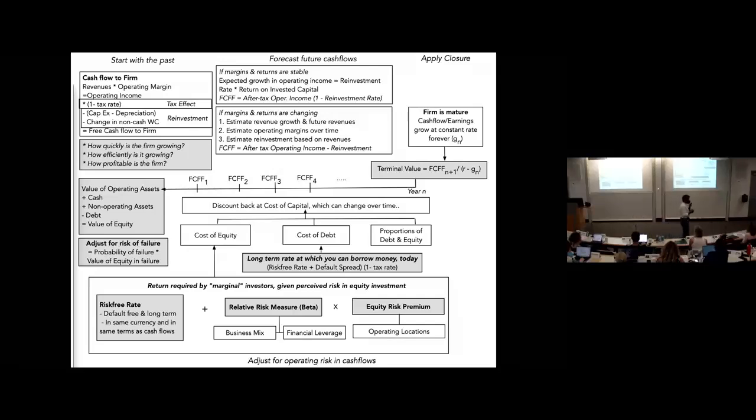The cost of debt you're trying to estimate in a cost of capital is the rate at which you as a company can borrow money long-term today. Let me repeat that again. It's the rate at which you can borrow money long-term today. 2 key words there. One is long-term. You know why I'm putting that condition?